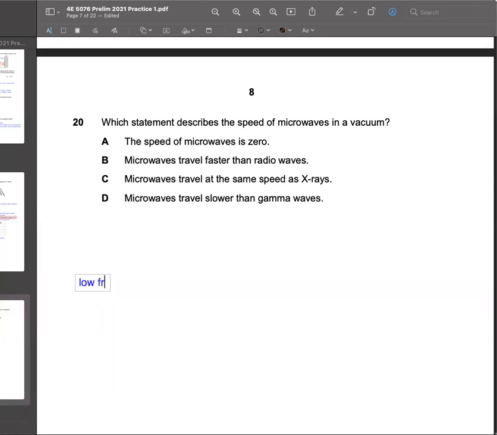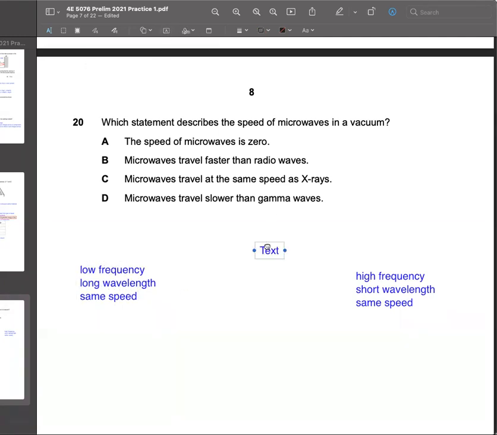If they travel at the same speed, right? Yeah, they all travel at the same speed. So okay, let's try low frequency, long wavelength, versus high frequency, short wavelength. They all travel at the same speed, 3 times 10 to the power of 8. Correct. Units? What's the unit? Meter per second. Okay, so let's start.